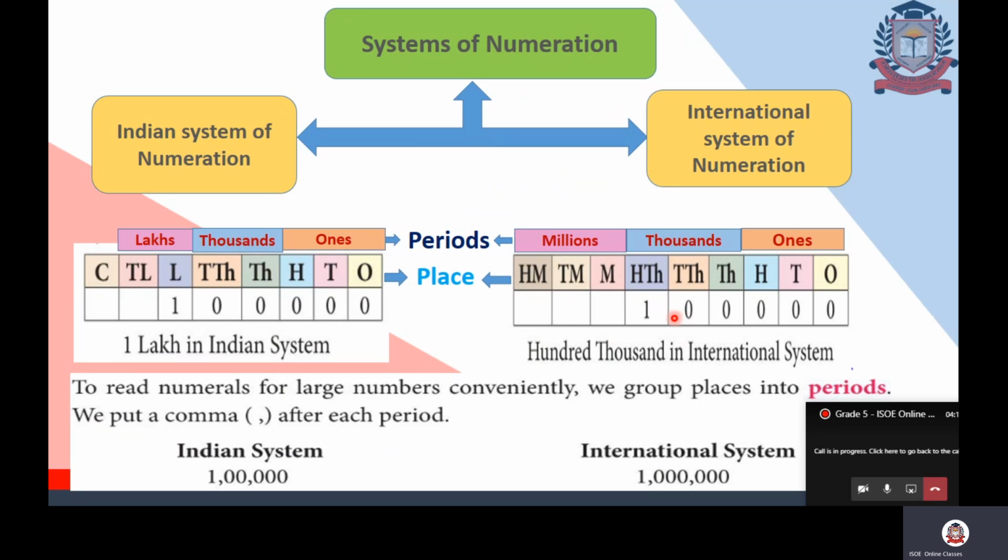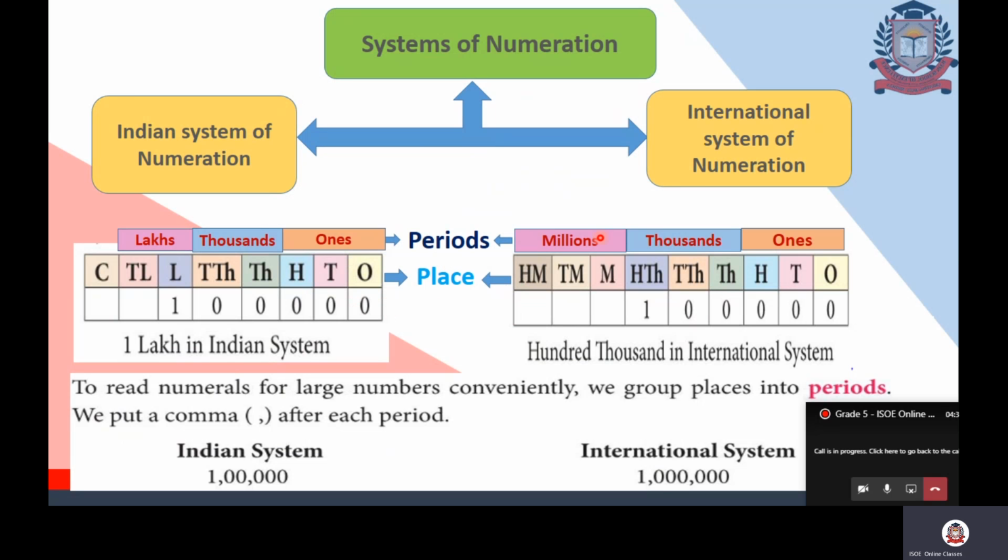Okay, so how do I read the same number? See, I have same number here also, but how do I read this number in international system of numeration? Okay, I read this number as 100,000 in international system of numeration. So maybe the numbers are same. See, the numbers, they are same, but as we have arranged them in different systems of numeration, we read the numbers differently.